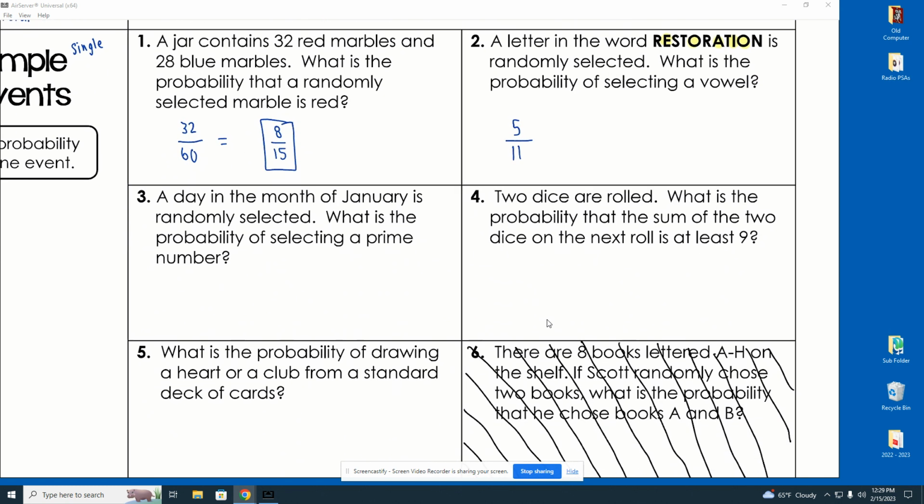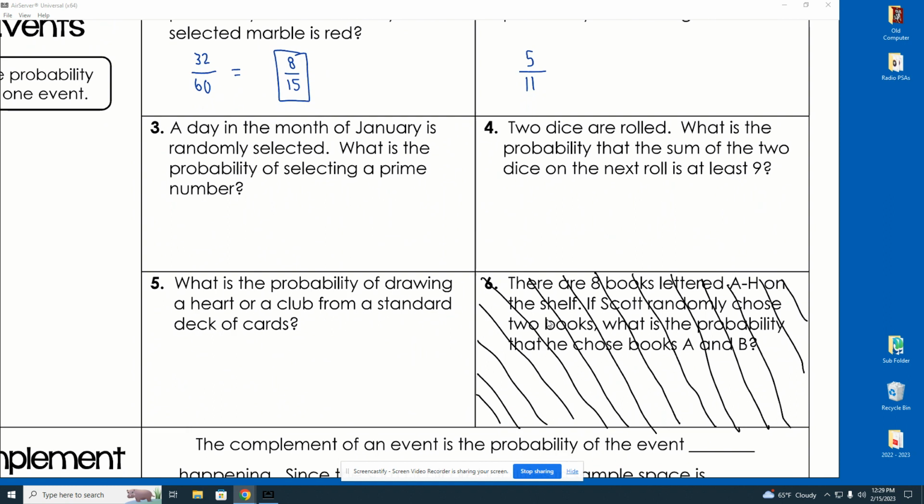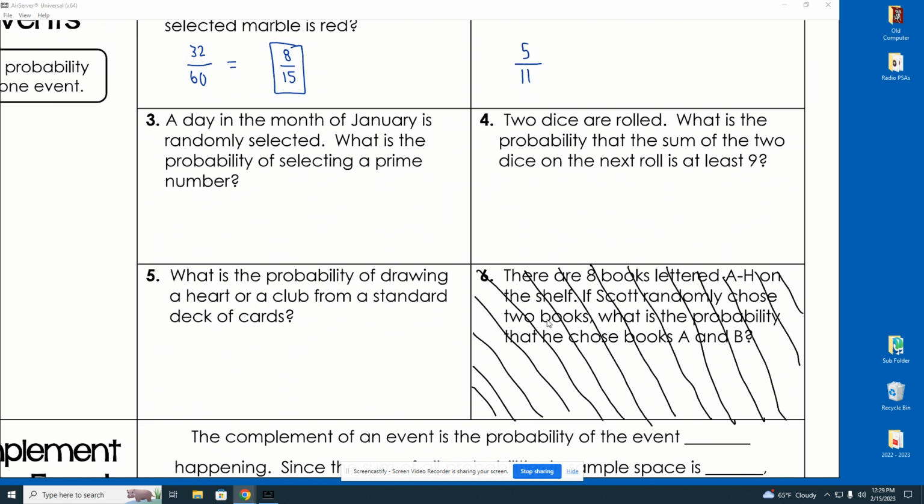And 5 over 11 will not reduce, so we leave it. Okay, next. A day in the month of January is randomly selected. Okay, stop. What's your total? 31. January is a 31 month.